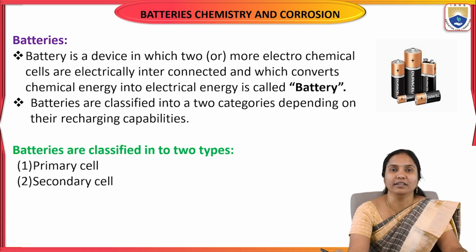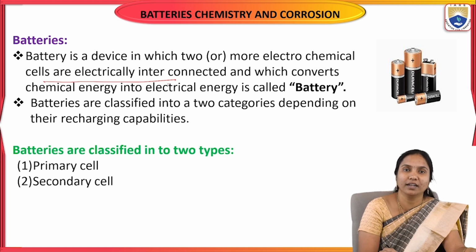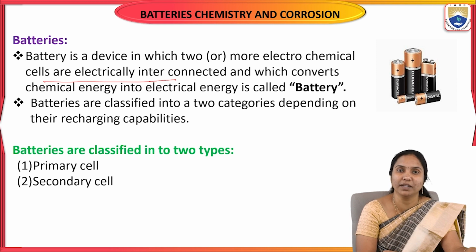So what is a battery? A battery is a device in which two or more electrochemical cells are connected in series. What is the meaning of an electrochemical cell? A cell which converts chemical energy into electrical energy. So a battery is a device in which two or more electrochemical cells are connected in series.